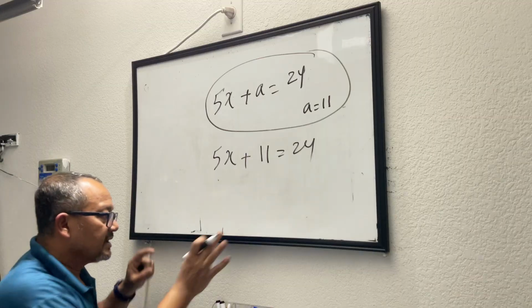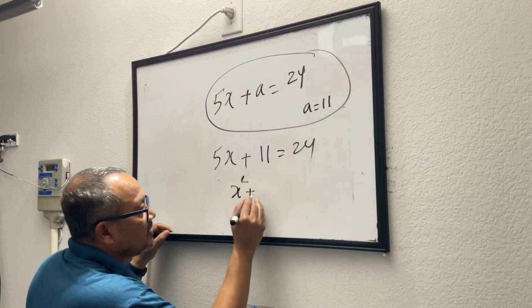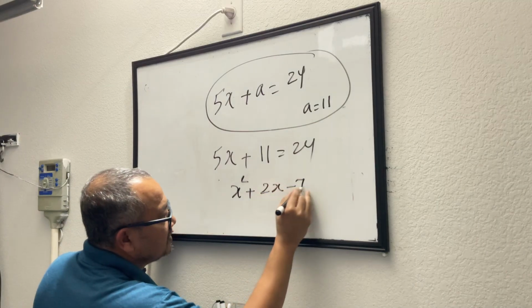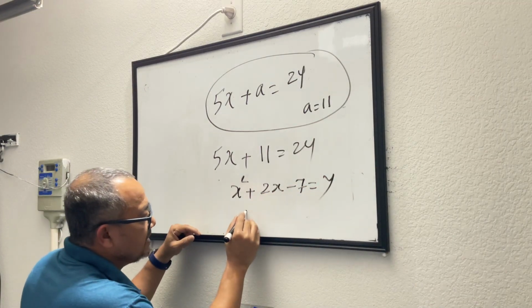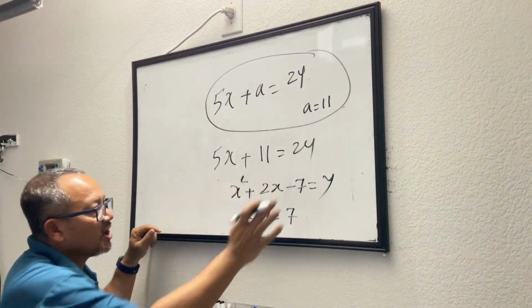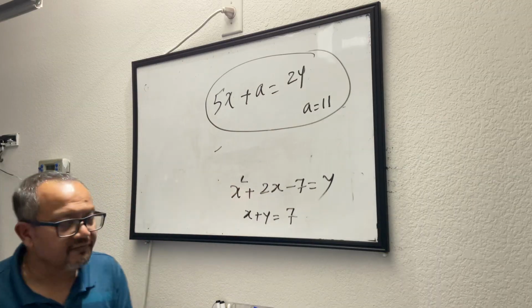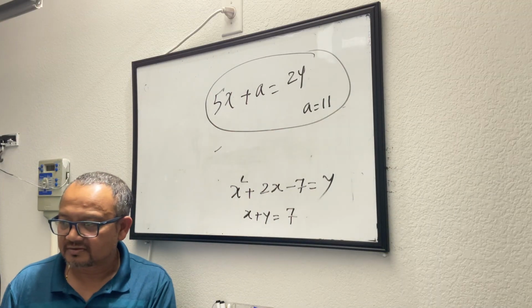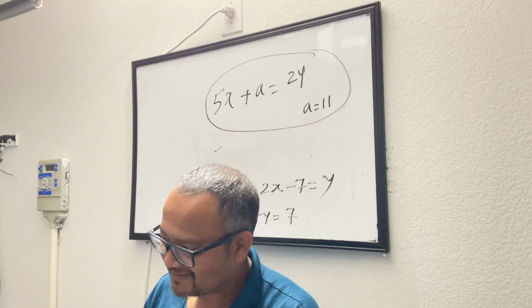Now if I say I have one equation, x plus y equal to 7. If I have to solve for x and y, would I be able to solve with this situation? No. No? No. Sure? Yeah.